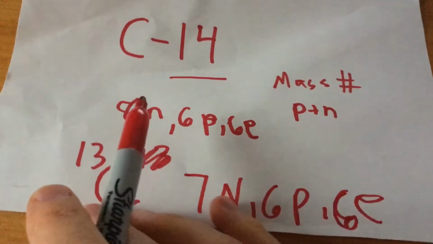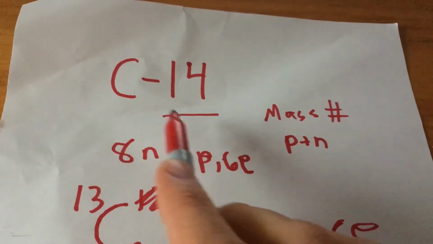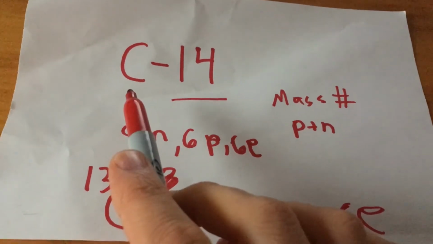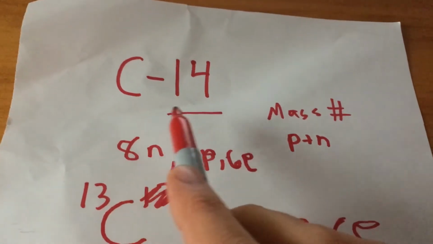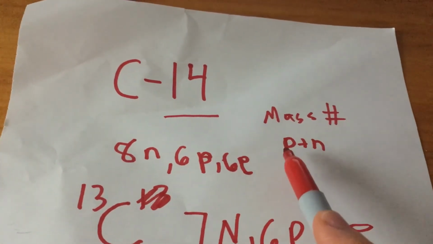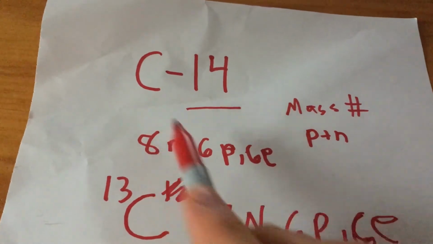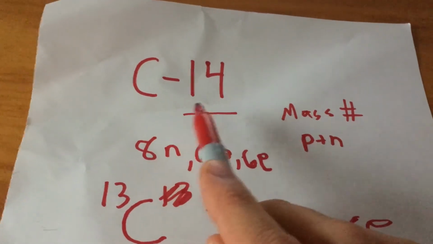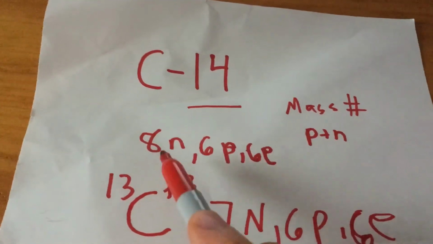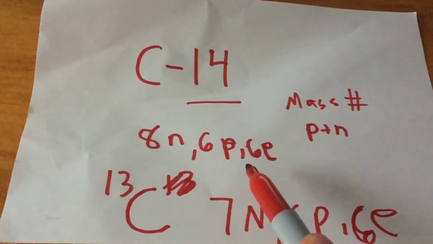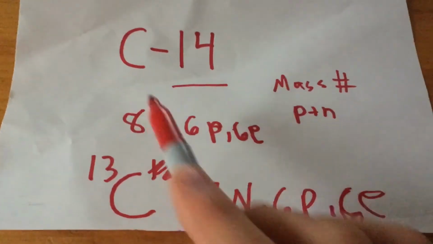So this is hyphen notation, where you've got the mass number after the element symbol, and the mass number, once again, is the number of protons plus the neutrons. So since carbon has 6 protons, 14 minus 6 is 8. That's 8 neutrons and 6 electrons because it's a neutral atom.